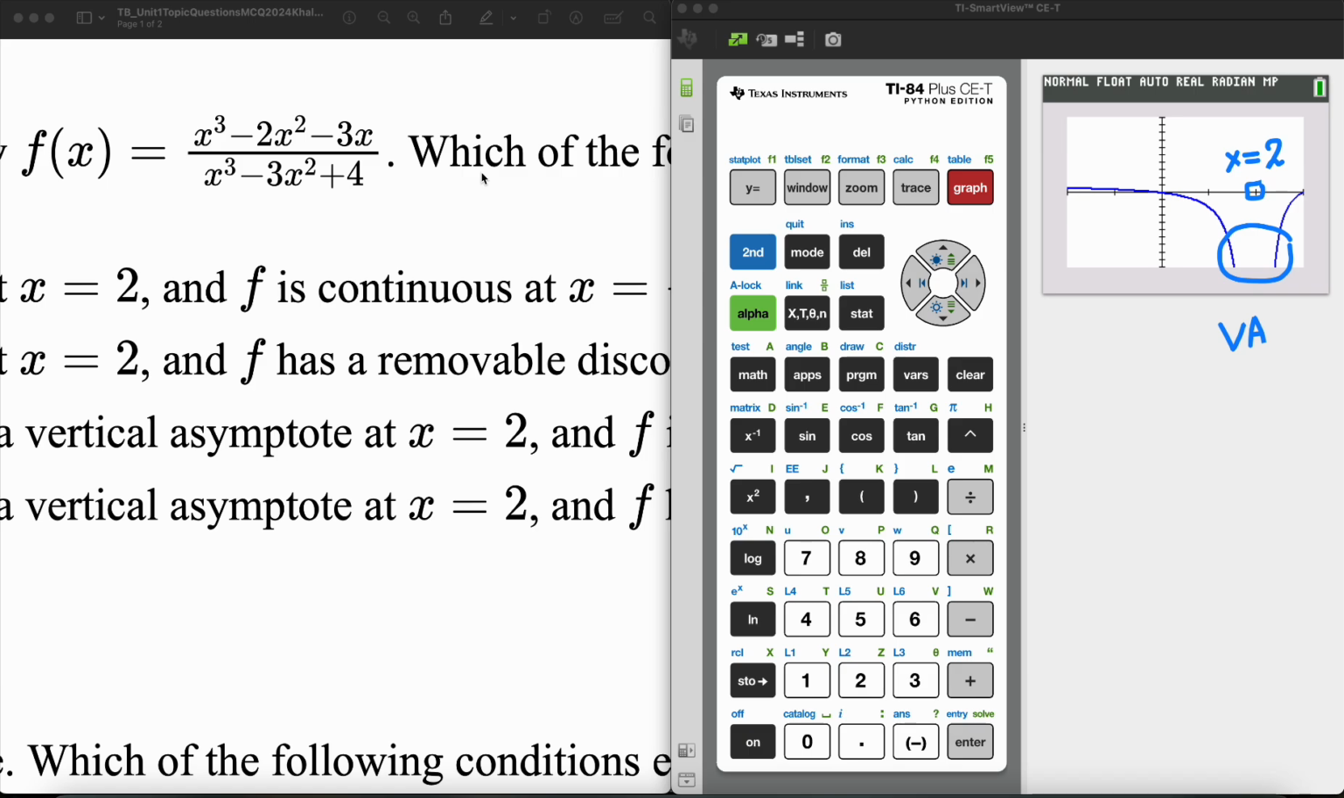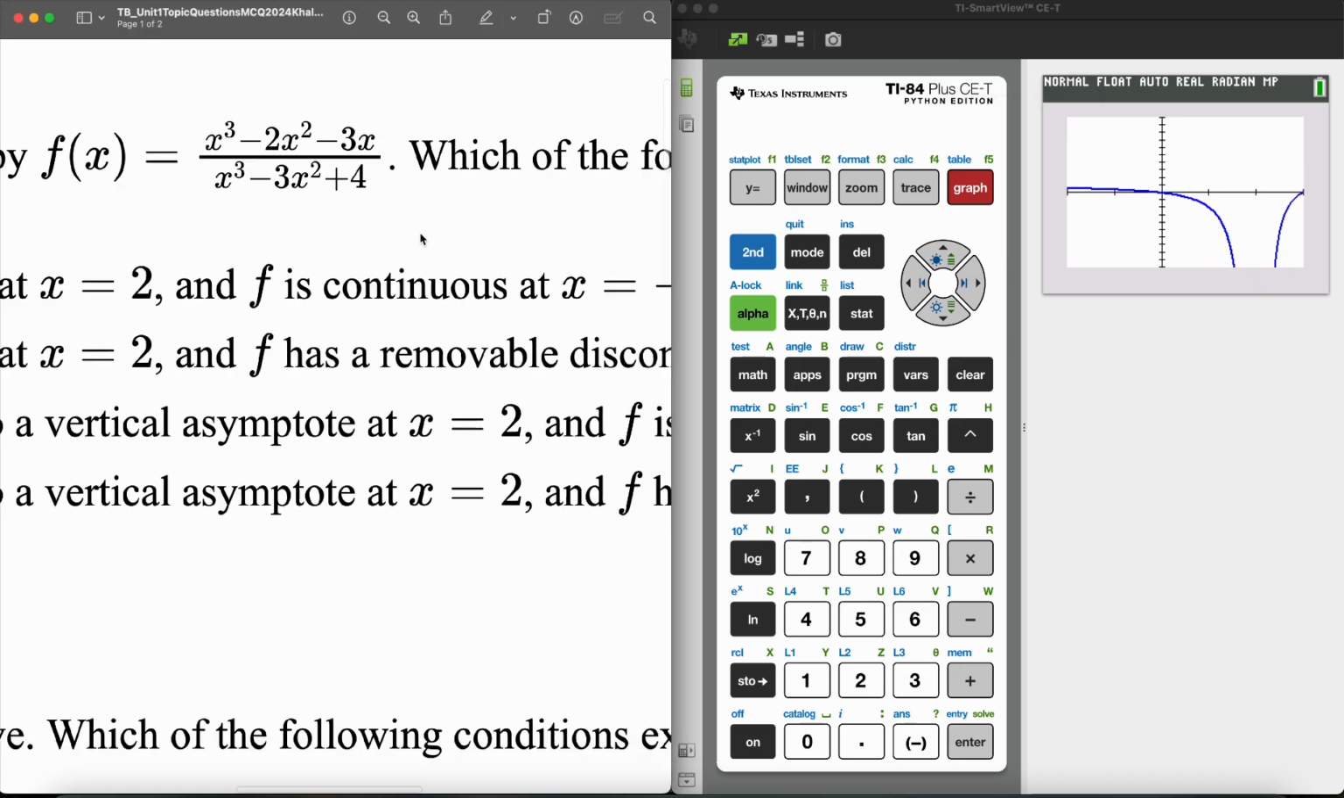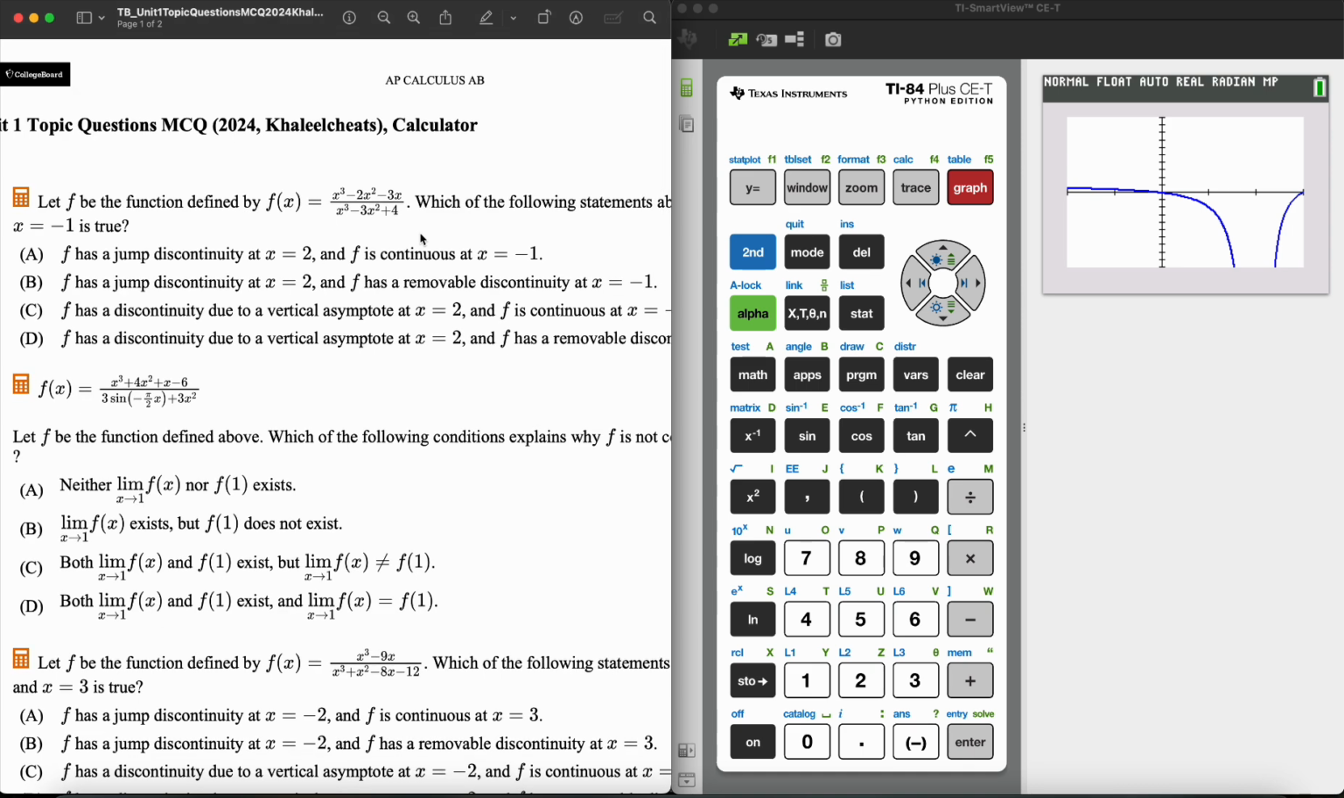So now we're going to go here and I'm going to look for vertical asymptote at x of 2. Either going to be C or D.